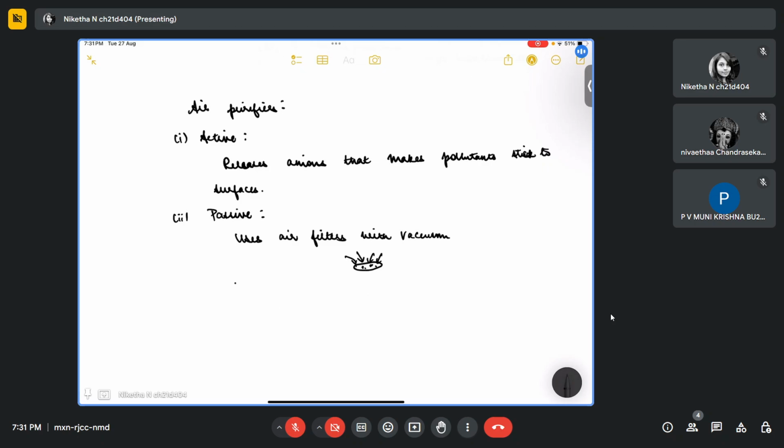So a passive filter is more efficient when compared to the active filter. Can you tell me why?